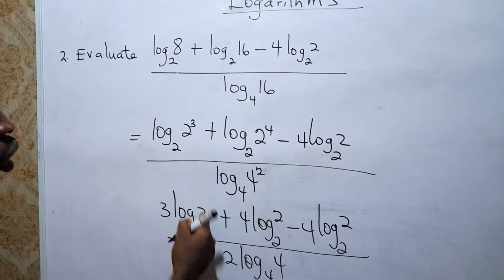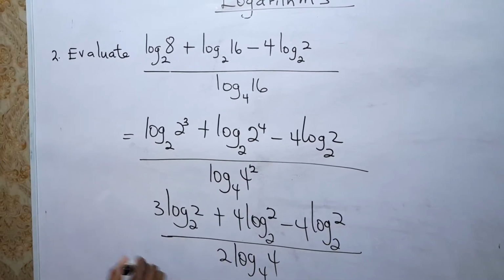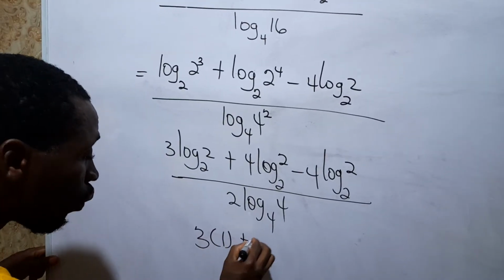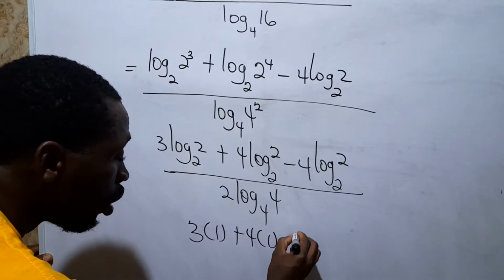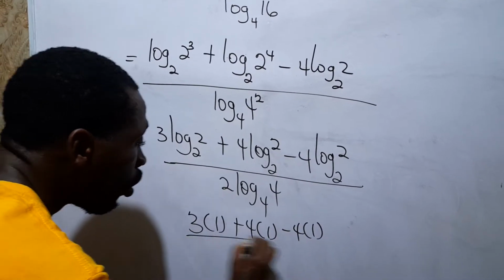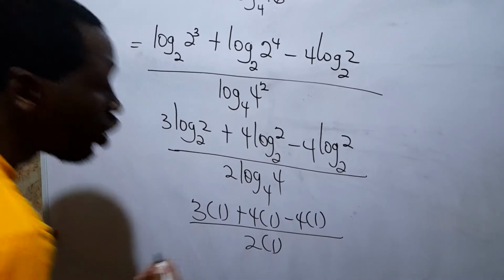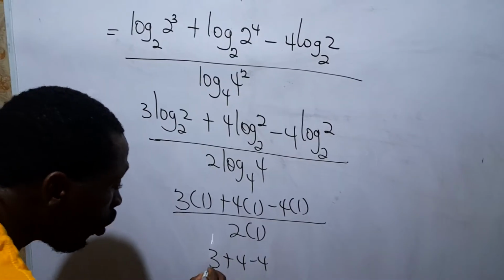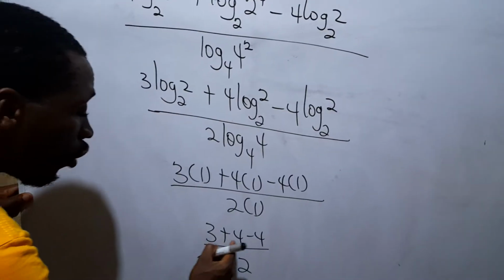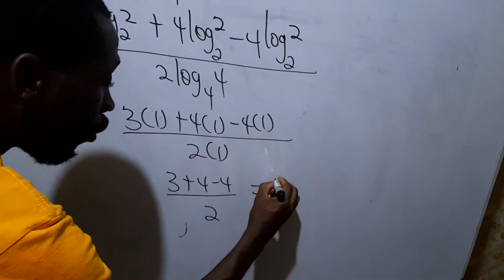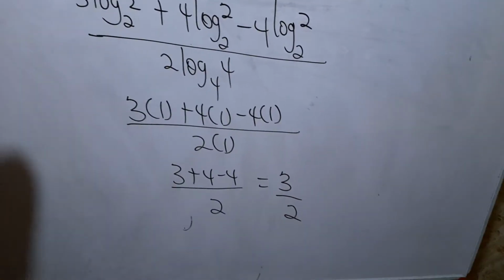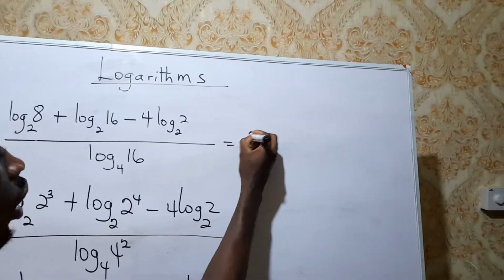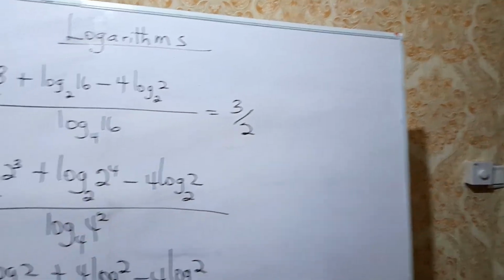So this log 2 base 2 is 1. This is 1. This is also 1. Then this is 1. So we have 3 times 1 plus 4 times 1 minus 4 times 1 all over 2 times 1. So 3 times 1, 3 plus 4 minus 4 all over 2. 4 minus 4 is 0. So we have 3 over 2. Then we can say this is nothing but 3 over 2. I hope you have the same answer.